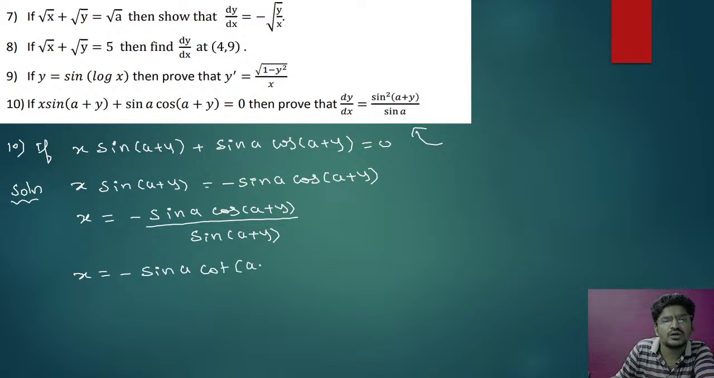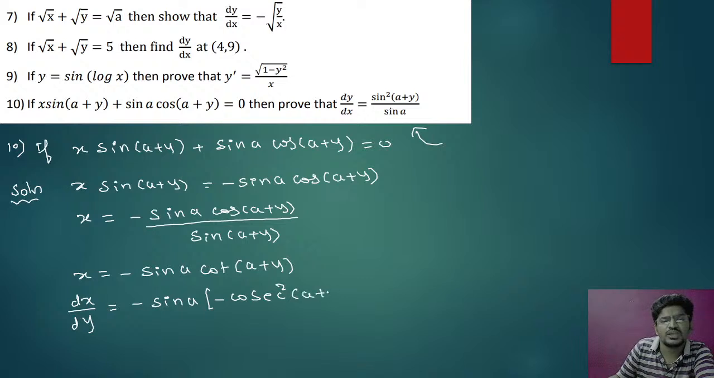Cot of a plus y. Clear? So now you can differentiate this. You differentiate this with respect to y, not with x, with respect to y. So dx by dy will be equal to minus sine a, and the differentiation of cot is what? Minus cosecant square a plus y.